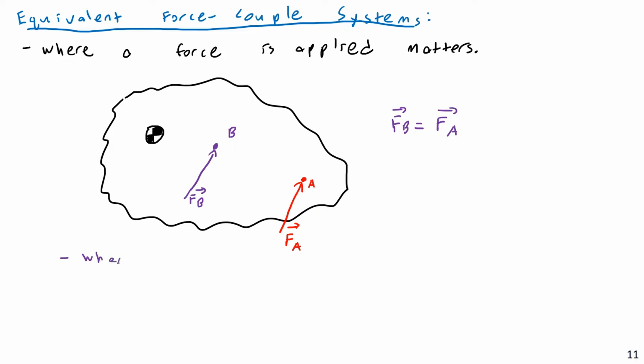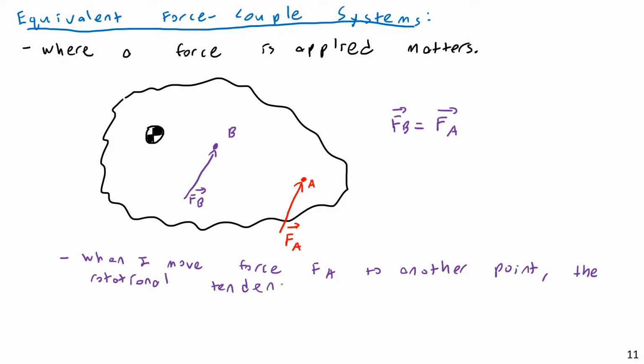So when I move force FA to B, to another point, the rotational tendency changes. The object experiences a different impetus to rotate.